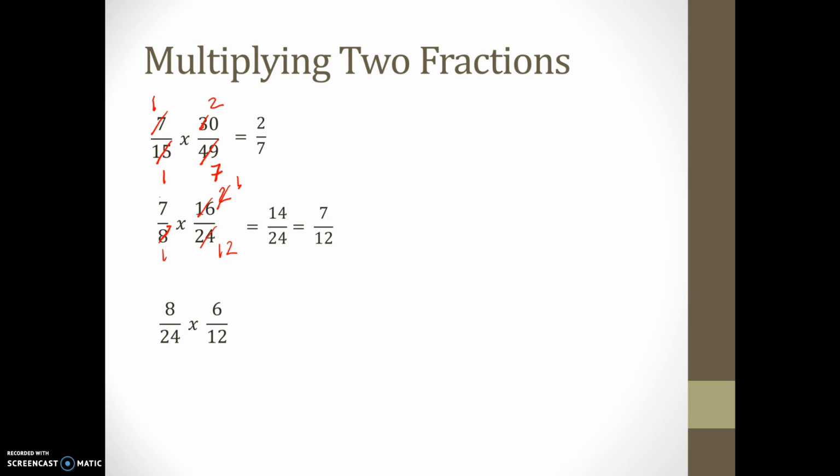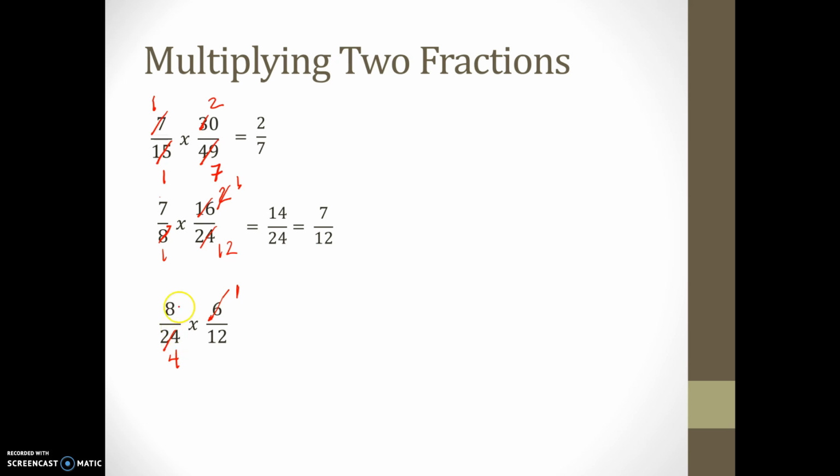All right, now you have 8/24 times 6/12. So we can cross-cancel a bunch of ways here. Remember, when we're cross-canceling, we're just choosing one numerator and one denominator from anywhere in our problem. It can even be in the same fraction. But for now, let's do 6 and 24. We'll divide both by 6, and we'll get 1 here and 4 down here.